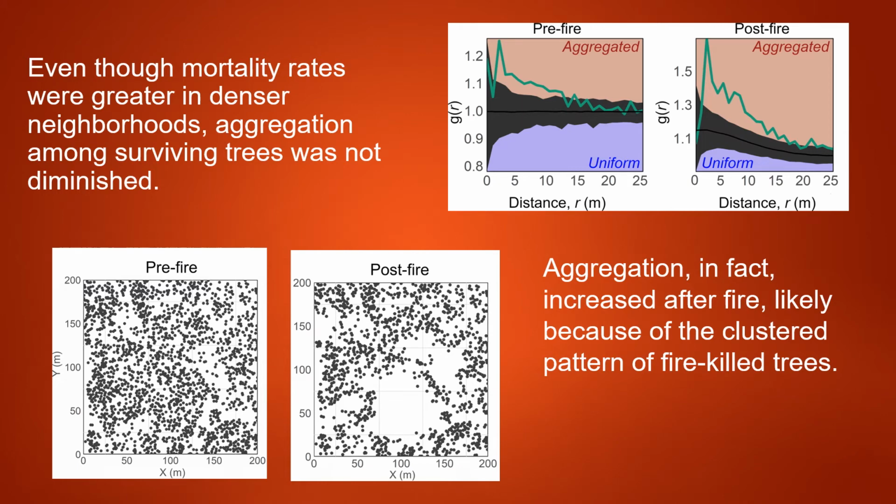But even though mortality rates were greater in denser neighborhoods, aggregation among surviving trees was not diminished. So again, this is an example of one of our plots pre-fire and post-fire. We found that aggregation, in fact, increased after the fire, likely because of the clustered pattern of the fire-killed trees. So the two plots on the top right there, pre-fire shows aggregation, post-fire, even stronger aggregation in the trees.